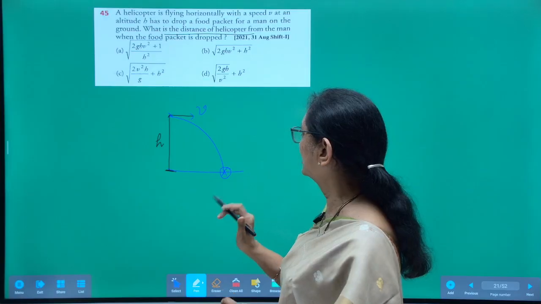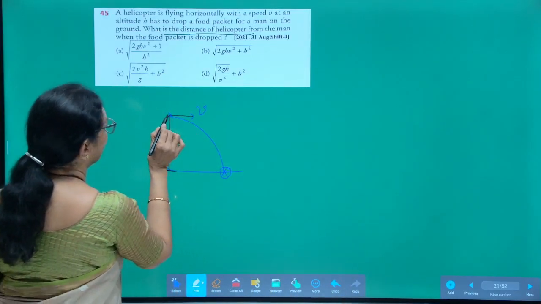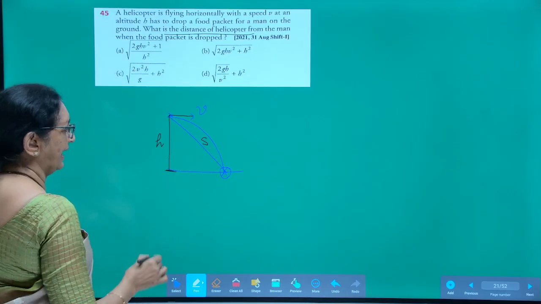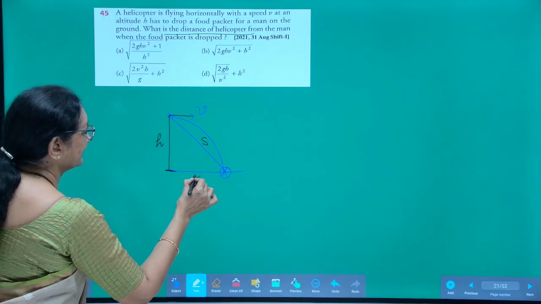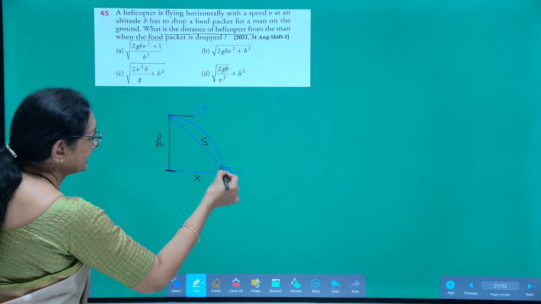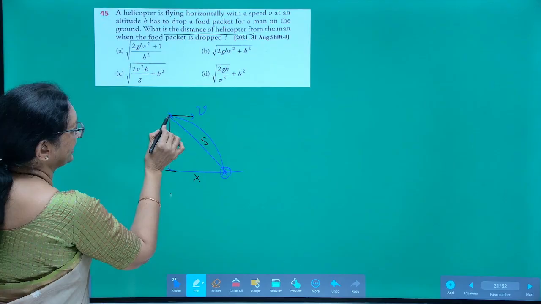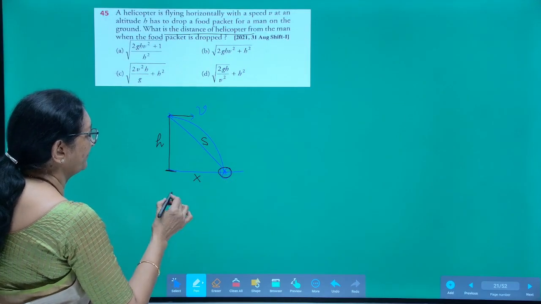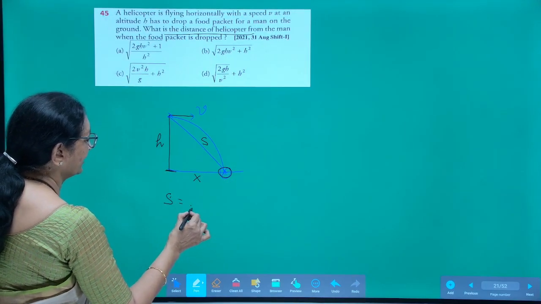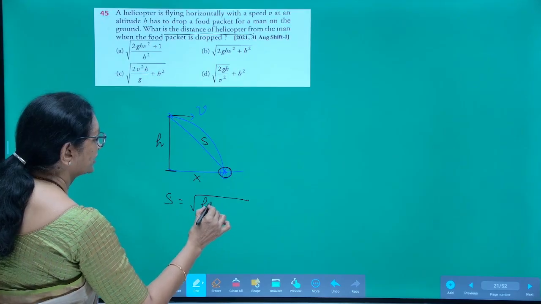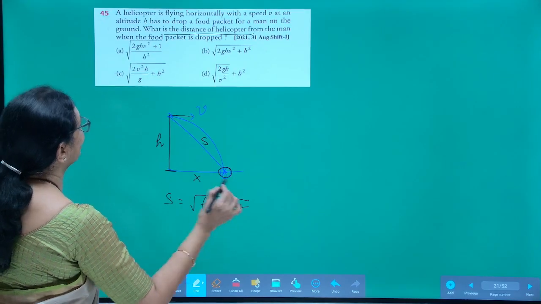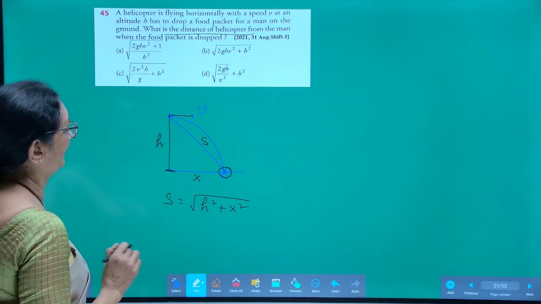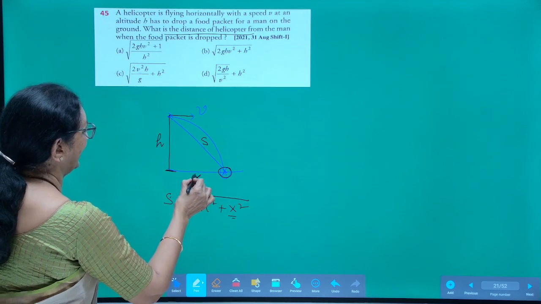So, in that question, what is the initial distance of the helicopter to the man? This distance is asked. If the horizontal distance is x, then the distance s of the initial position of the helicopter from the man who received the food packet is s is equal to root of h square plus x square. Okay? So, h is straight away given. Now, how do you get x?